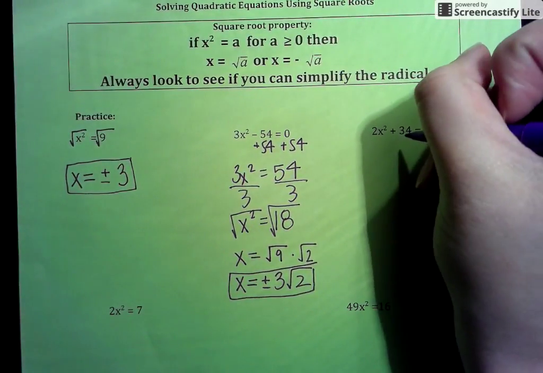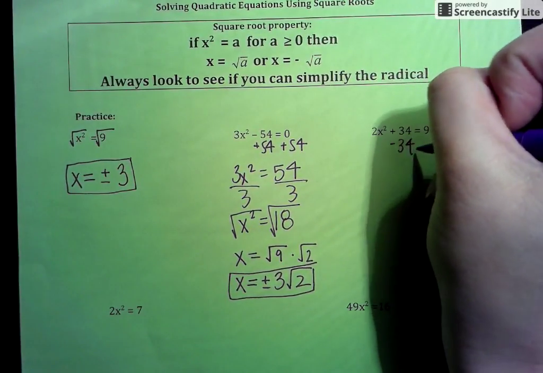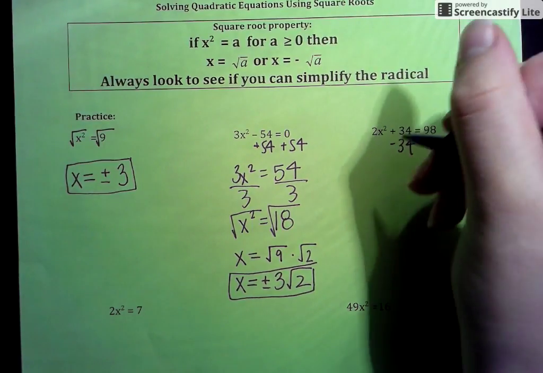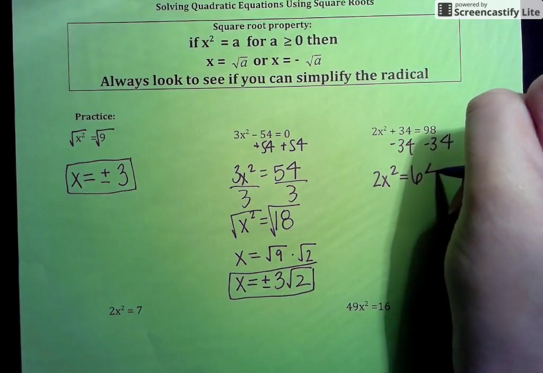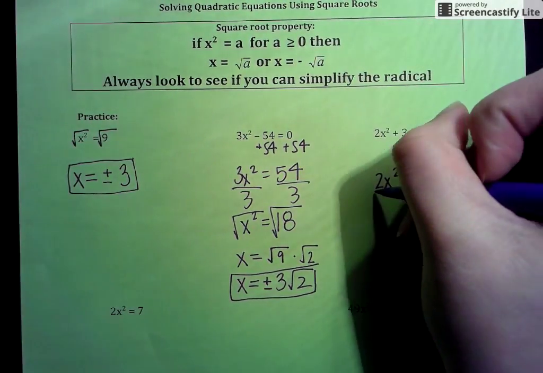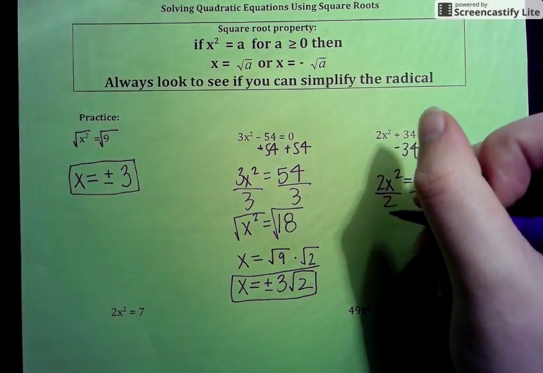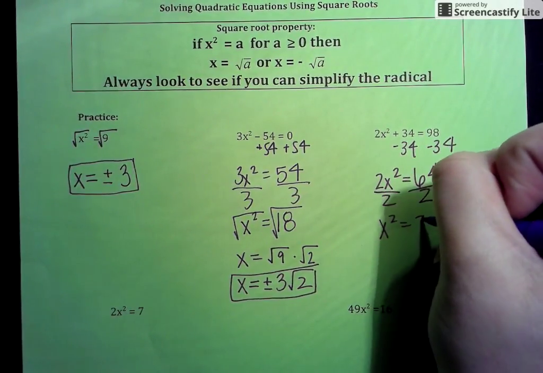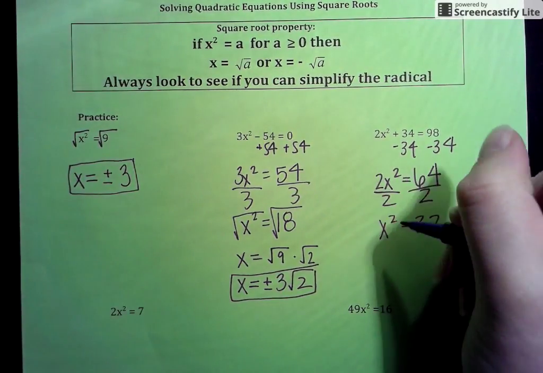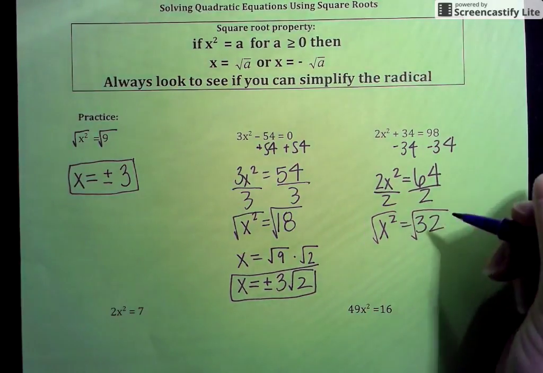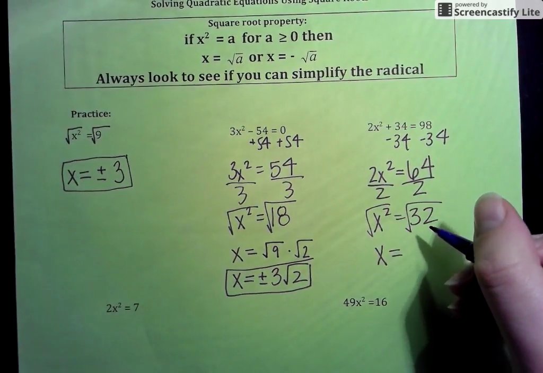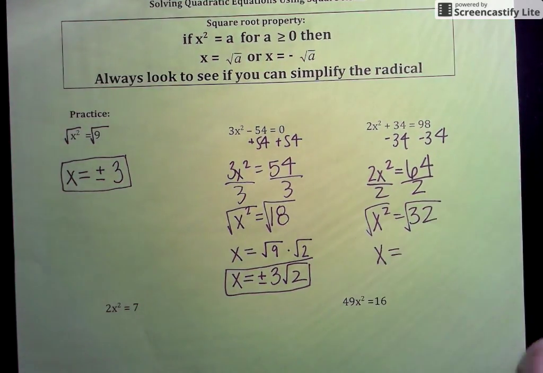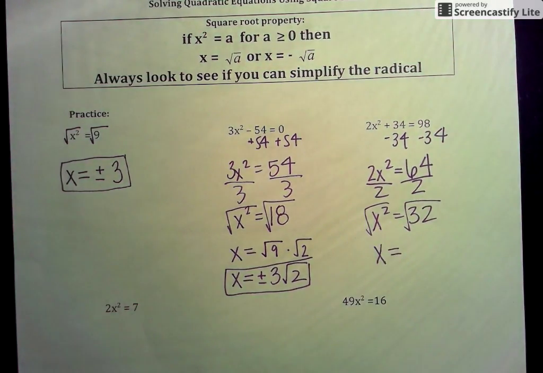This one I'm still solving for x squared, so I'm going to subtract 34 on both sides. So I get 2x squared equals 64. I'm going to divide by 2, so I get x squared equals 32. I'm going to get rid of that squared, so I take the square root of both sides. So I get x equals, and I know that the square root of 32 is not a perfect square, but I can take a perfect square out.